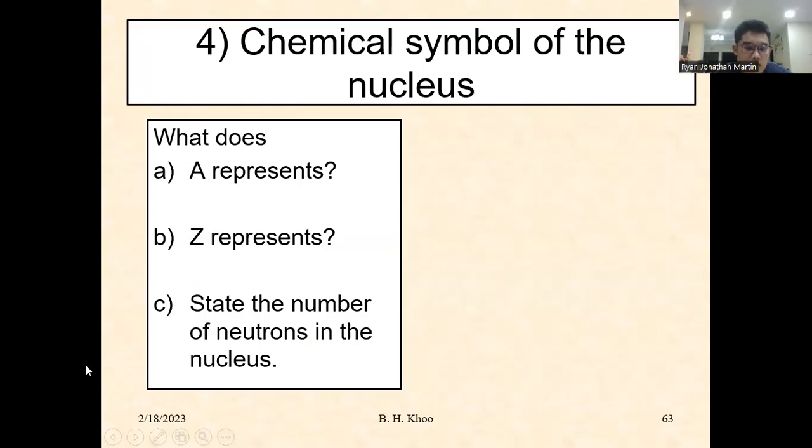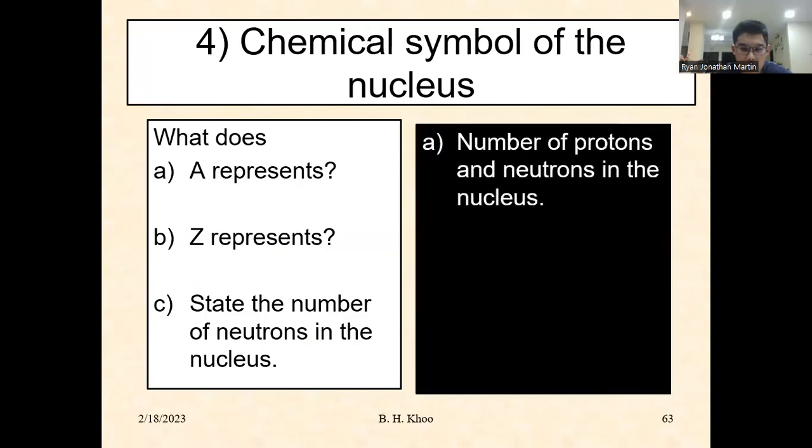What does A represent? Atomic number or mass number, the number of protons and neutrons in the nucleus. What does Z represent? Z represents the proton number, or number of protons. State the number of neutrons in the nucleus. Just A minus Z, since they're given A and Z. Okay, it's still an unfair question. It's not written down properly.